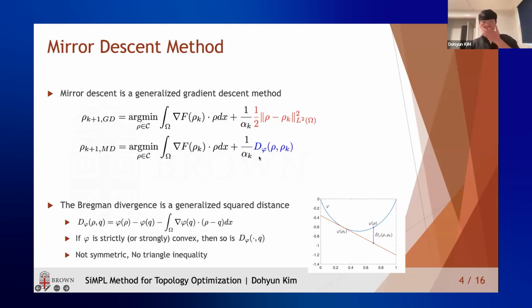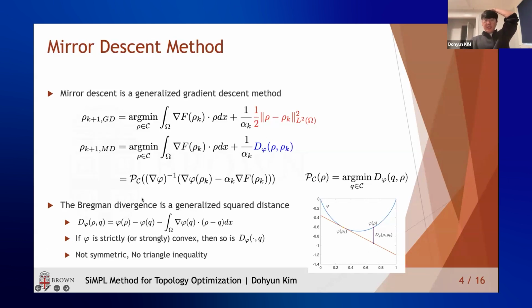So why do we care about this one? Before we go in, this is the actual update formula if we solve this problem. We have something similar to gradient descent, but with the gradient of bar phi and the gradient of bar phi inverse, and the projection is also the Bregman projection here. So it looks like we're making the problem really complicated.